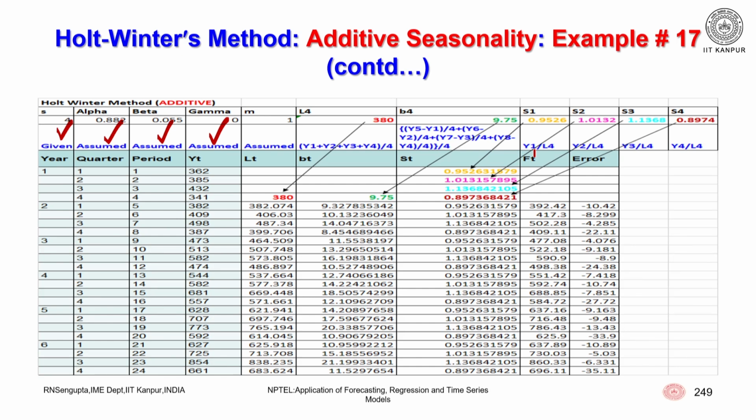Again I am repeating: S1 is y1 plus L4, S2 is y2 plus L4, S3 is y3 plus L4, S4 is y4 not plus, sorry, divided by L4, my mistake. Again I repeat, capital S1 is y1 divided by L4, capital S2 is y2 divided by L4, capital S3 is equal to y3 by L4, and capital S4 is y4 by L4.